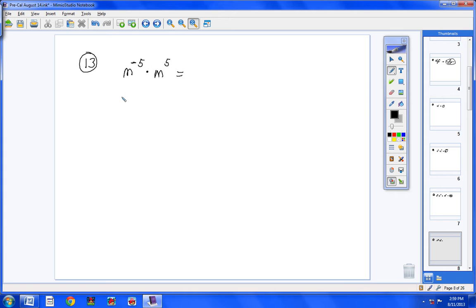Here we have a base of m and a base of m. So we're multiplying like bases again. When you're multiplying like bases, you write the base once and you add the exponents. Well, negative 5 plus 5 is 0. And we learned earlier, about 2 problems ago, anything to the 0 power is 1. So m to the 0 power is 1. So your answer is 1.